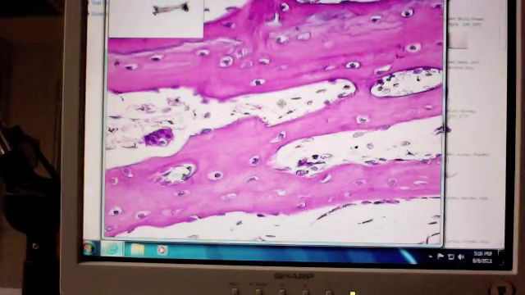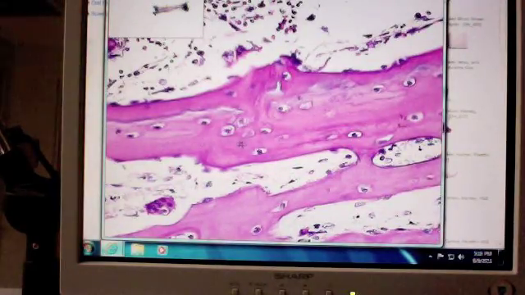It's very difficult to tell whether this is lamellar or woven, but look at the organization of your lacunae and your osteocytes. Lots of osteocytes, pretty disorganized. Still some bluish stuff in here. So this is probably woven bone.